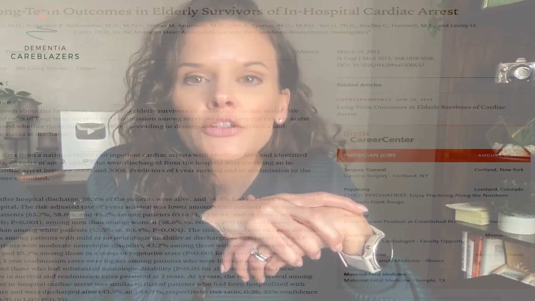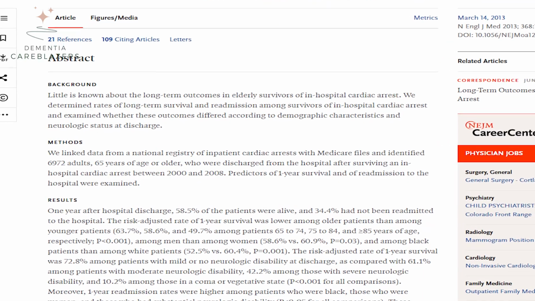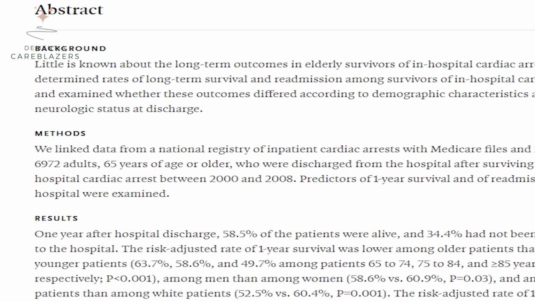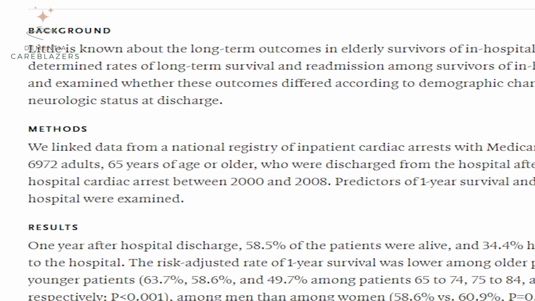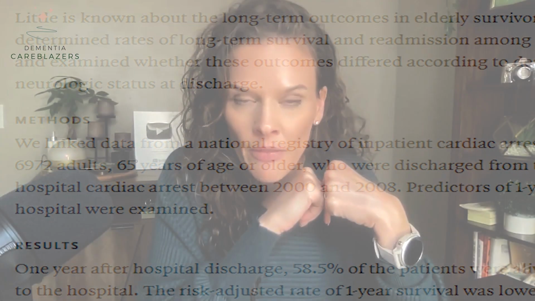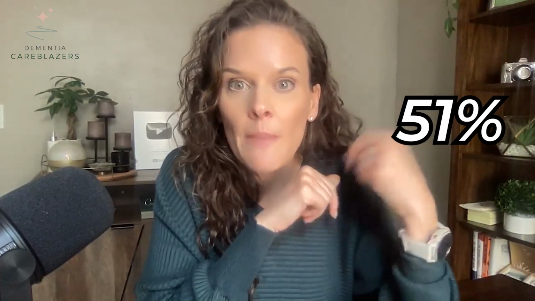In 2013, there was a study published in the New England Journal of Medicine where they took a look at individuals who received CPR in a hospital setting. I want to focus on the individuals in that study who were 65 years old or older. Those individuals who received CPR in the hospital setting, 51% of them did survive that CPR procedure. So about half passed away, half survived. Of the 51% who survived, 34% of them died before they were ever discharged from the hospital. So even though they survived the initial CPR, they passed away before they were able to be discharged from the hospital.